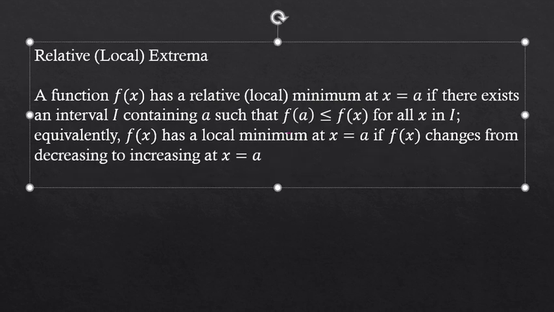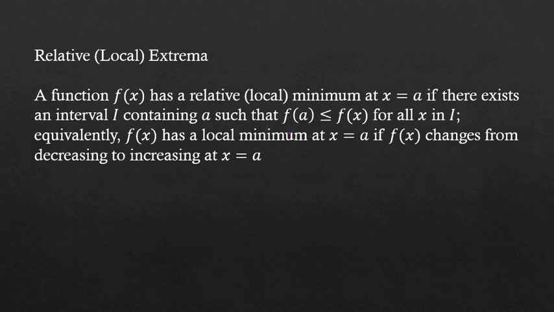Equivalently, we can simplify that whole long, complicated thing by saying f of x has a local minimum at x equals a if f of x changes from decreasing to increasing at x equals a. So the function would be doing something like this. It is going down, down, down, and then it starts to go back up. That point where it stops going down and then right away starts to go back up, that is our local minimum.